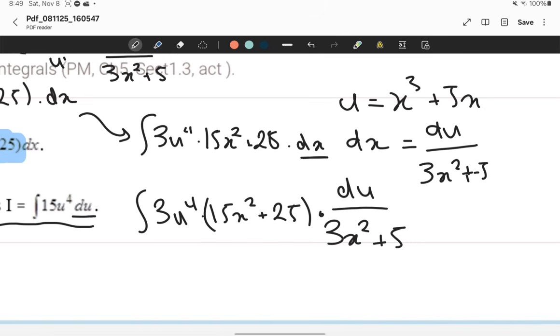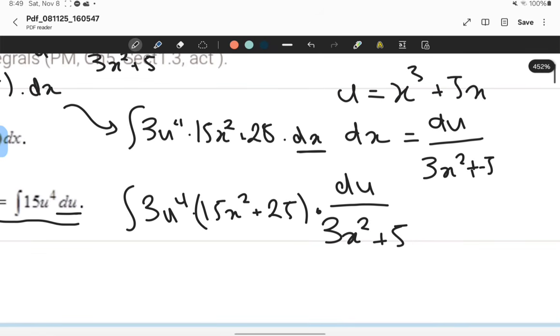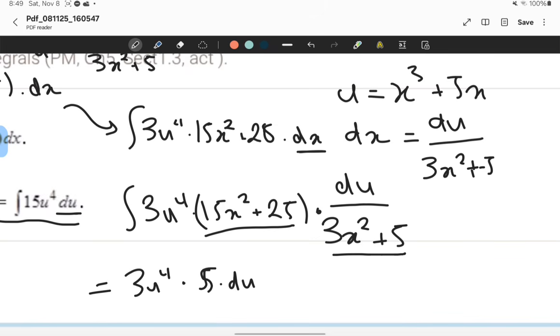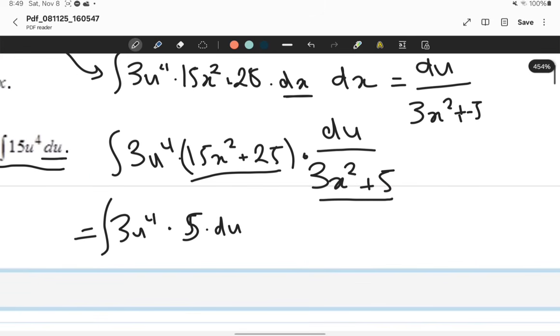Okay, and if you divide this part by this part, it cancels out, gives you 5. So that means this is equal to 3u to the power 4 times 5 times du. Okay, this is all integrated. So that means it's the integration of 15u to the power 4 du.